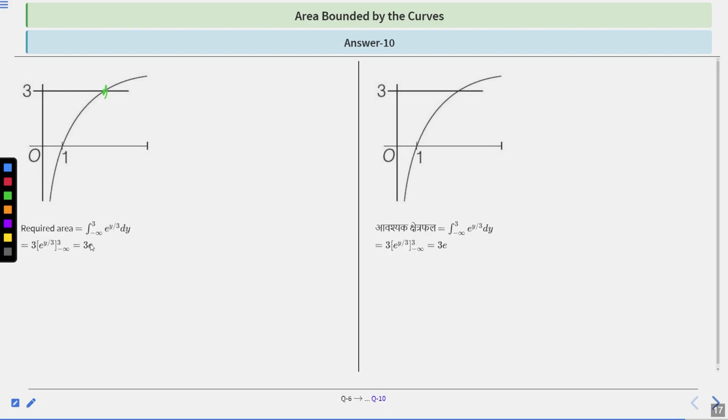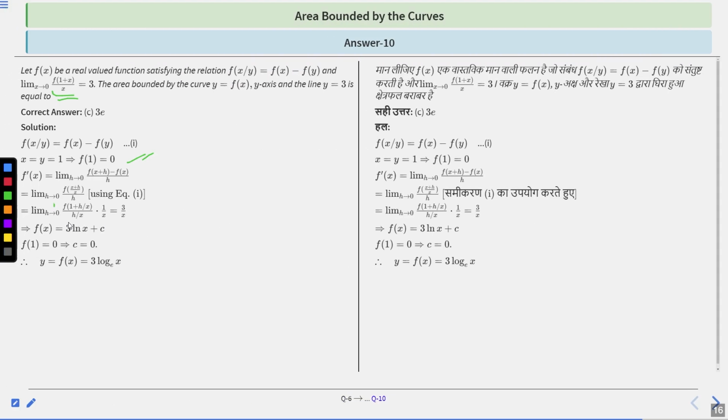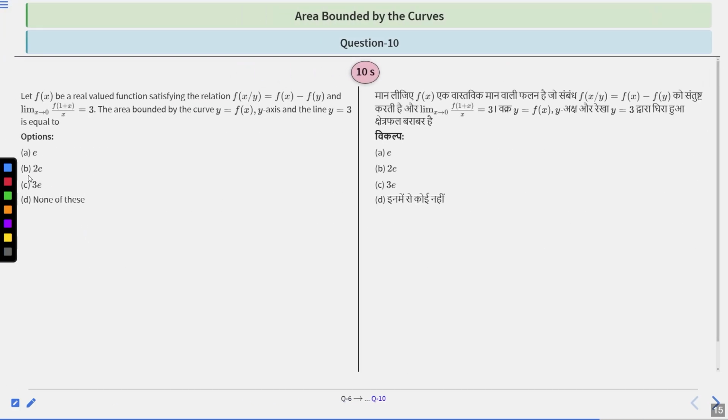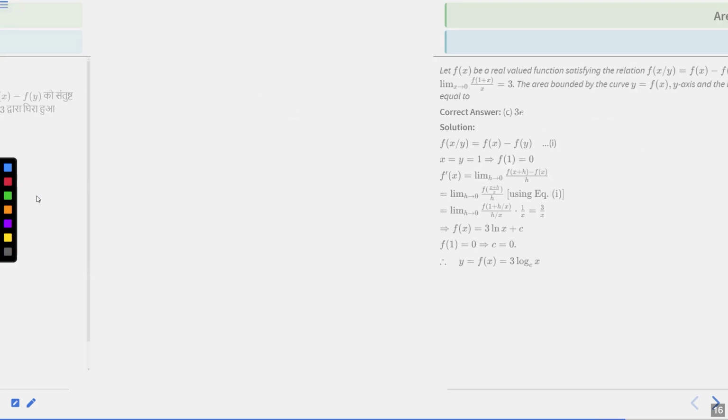Therefore, the required area will be the integral from minus infinity to 3 of e^(y/3) dy. Therefore, it is equal to 3 times e^(y/3), with limits from minus infinity to 3, which is equal to 3e after putting the limits. Therefore, we got the answer as 3e. Option C is the right choice. Got it?